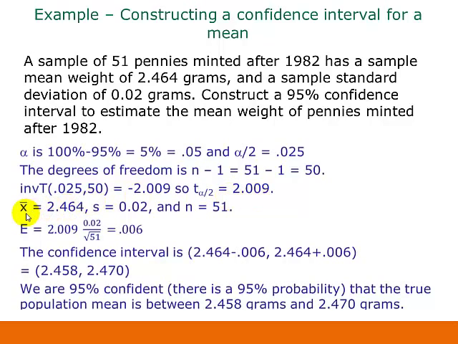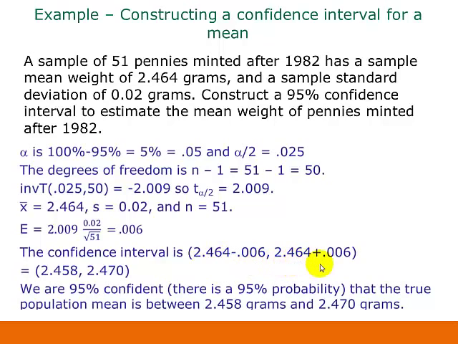Our point estimate, which is our sample mean, is 2.464. Our sample standard deviation is 0.02, and our sample size n is 51. So here's what the formula looks like. We have 2.009 times 0.02 divided by the square root of 51, and that gives us a margin of error of 0.006.